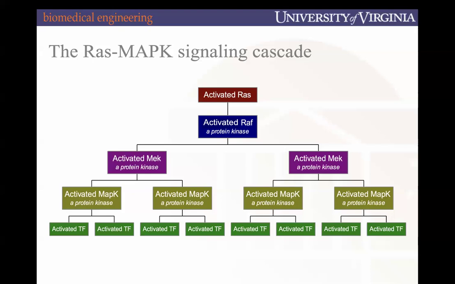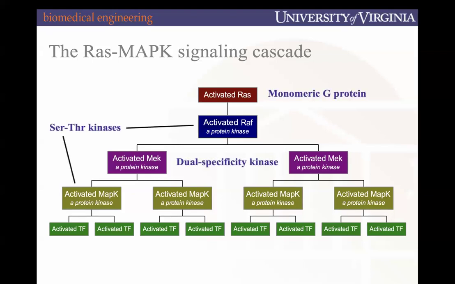So RAS is a monomeric G protein. We talked about heterotrimeric G proteins. That is, by and large, these alpha, beta, and gamma subunits. There are some cases where G proteins exist as a monomer. And so RAS is one example of a monomeric G protein. Once activated, it'll activate another protein that's a kinase called RAF.